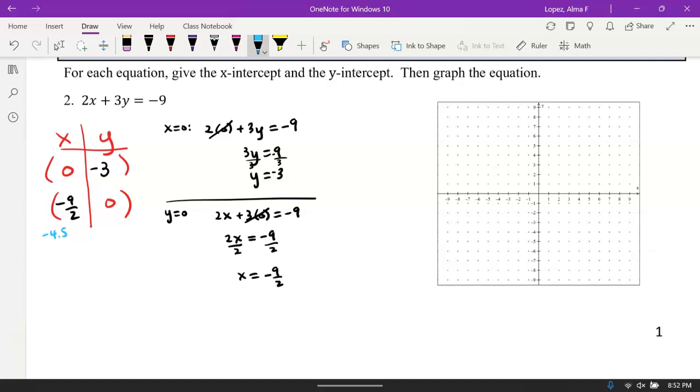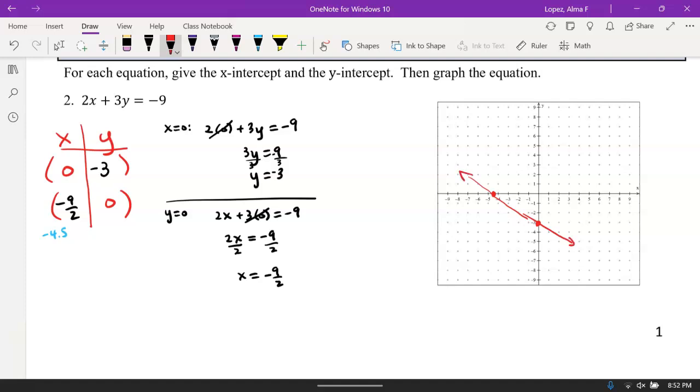All right, let's plot the 2 points. And this is the intercept method for graphing. 0, -3. -4.5, 0. You only need 2 points to graph.